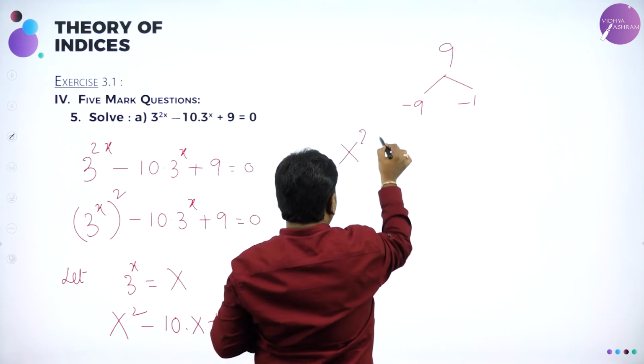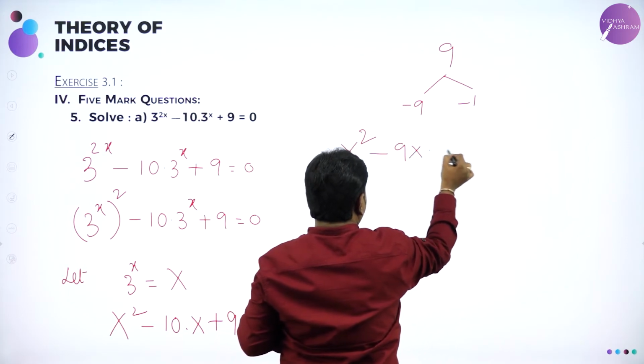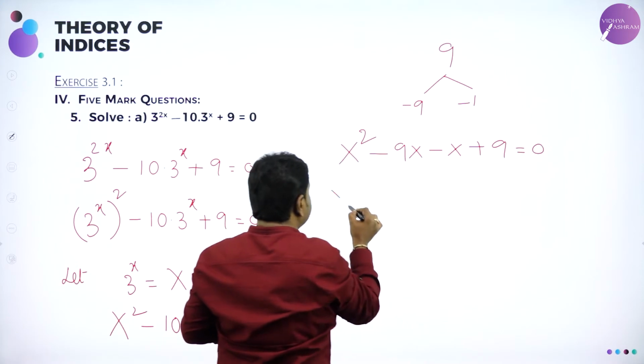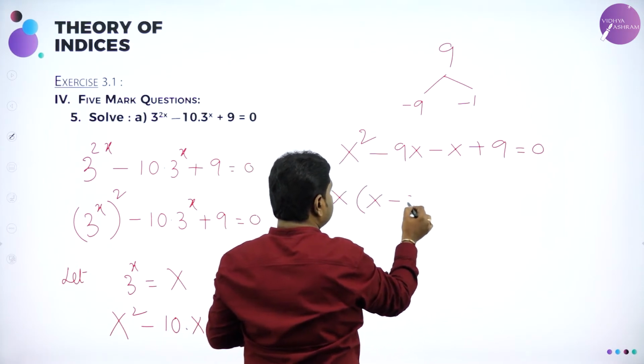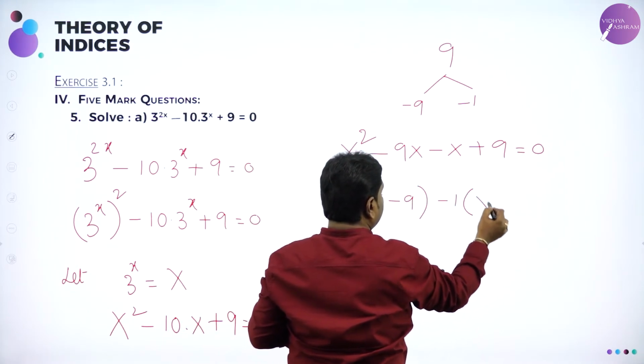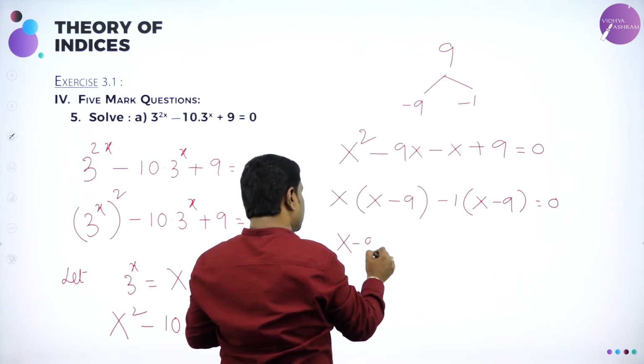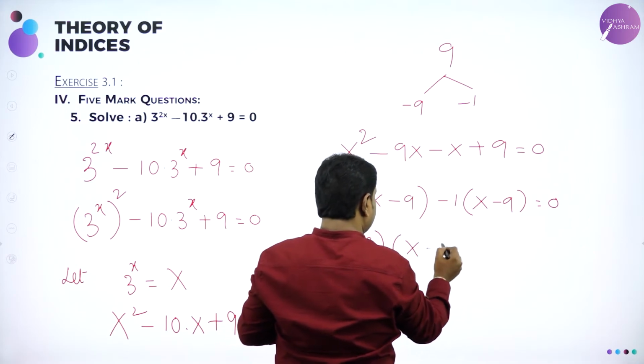I can write x square minus 9x minus x plus 9 is equal to 0. Now I will take x common. If I take x common, x minus 9; minus 1 common, again it will become x minus 9. If you take common, x minus 9 into x minus 1 equal to 0.